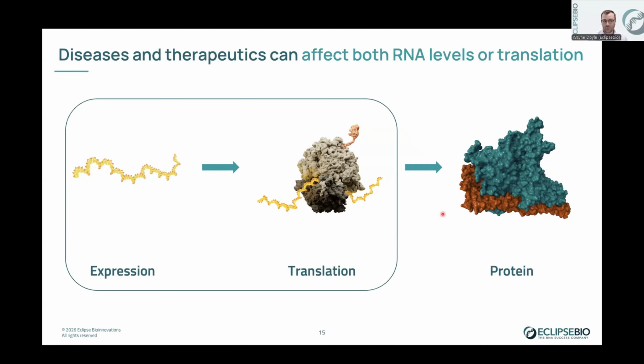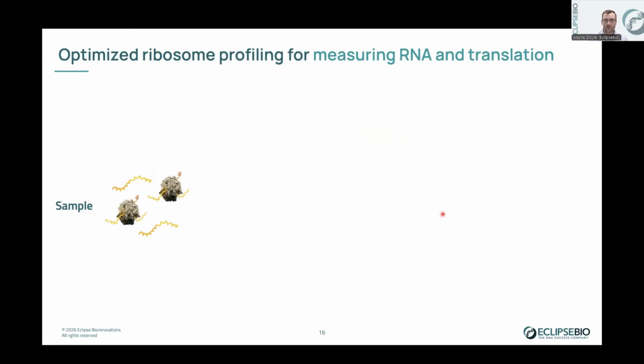And so we found it can be extremely beneficial to actually look at where are ribosomes speeding up, where are they slowing down. And to do that, we use an optimized version of ribosome profiling, also called Ribo-seq, in which we take a sample. There's going to be some RNAs that are being translated, some RNAs that aren't. And then we split that sample in half.